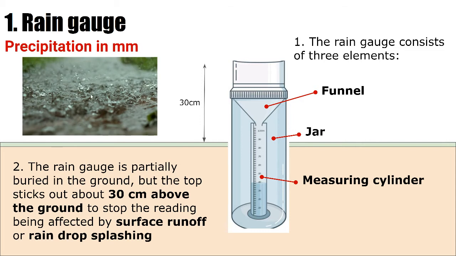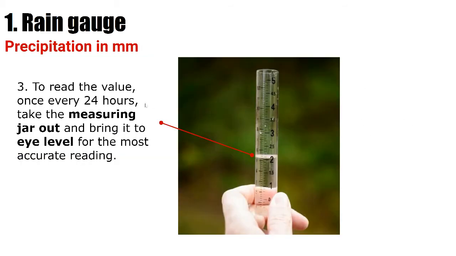So the rain, if it's particularly heavy, could splash into it if it wasn't high enough up, and if it was buried in just level to the ground, if you had surface runoff here, it would flow in as well and distort it. To read the value, you do this once every 24 hours. You go out and you take the measuring cylinder out of the jar, bring it up to eye level for the most accurate reading. Okay, you can pause this and add that into your notes now.